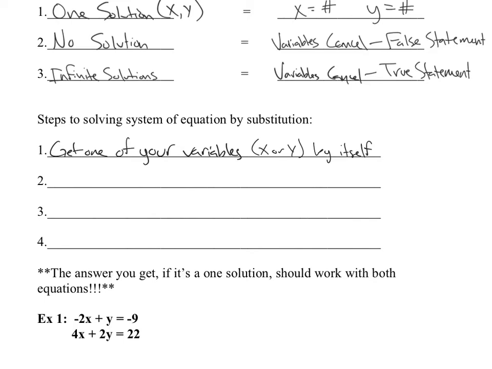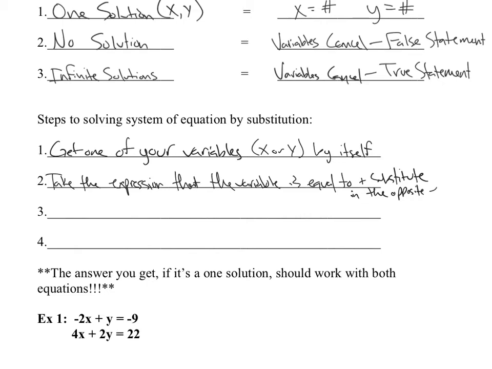After getting that variable by itself, you're going to take the expression that variable is equal to, and substitute it in the opposite equation. So once you get the variable by itself, you're going to take what's on the other side of the equal sign and plug it in for that variable in the opposite equation.